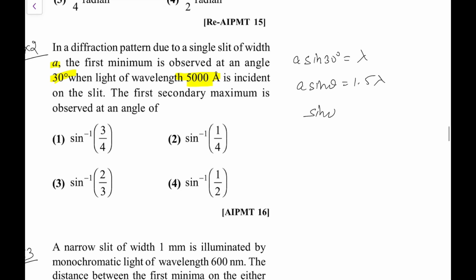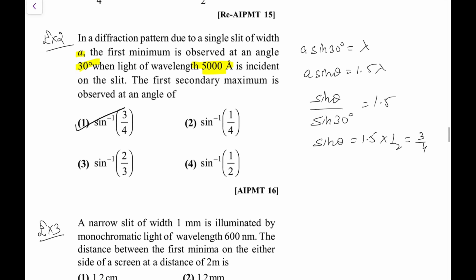So dividing it, sine theta by sine 30 would be equal to 1.5. So sine theta would be equal to 1.5 into sine 30. Sine 30 is 1 by 2. So basically it comes out as 3 by 4. So sine inverse 3 by 4 would be the answer in this case.